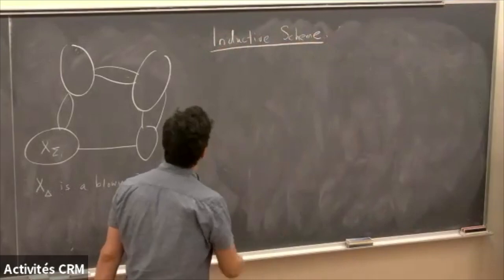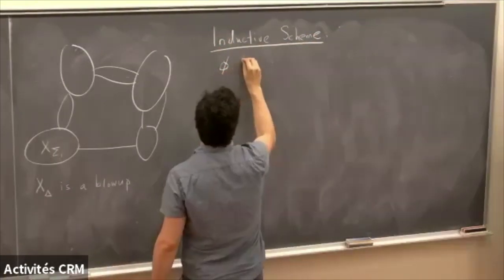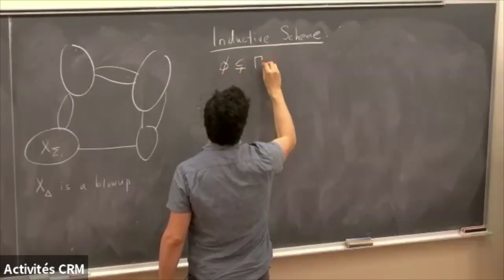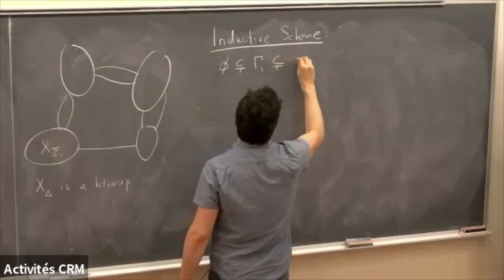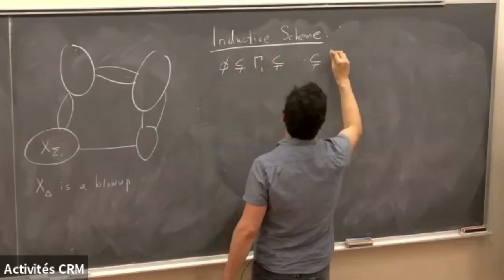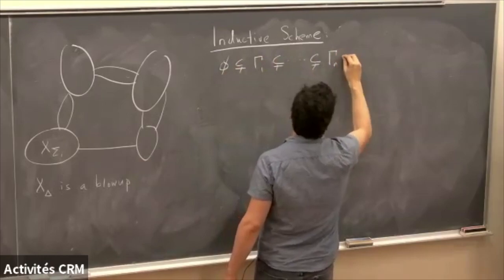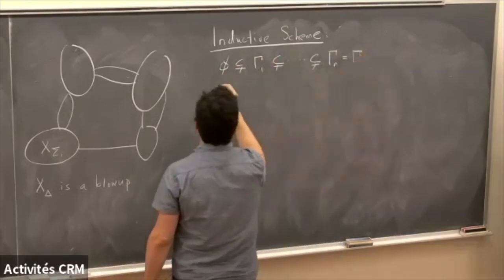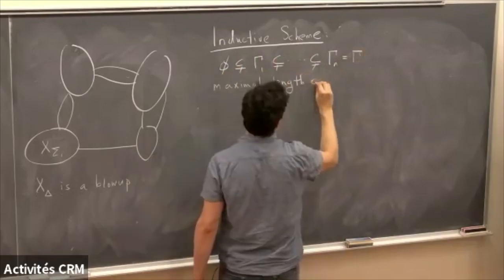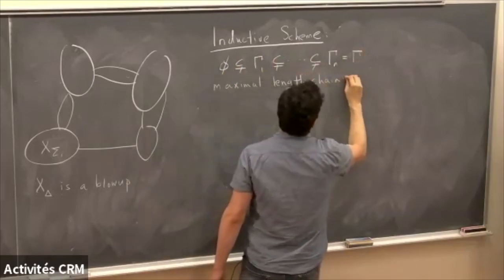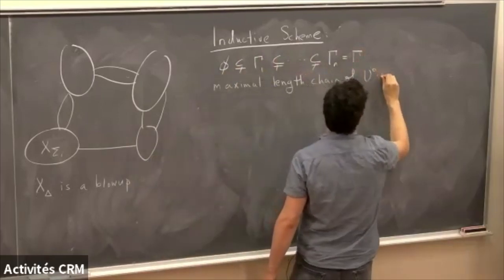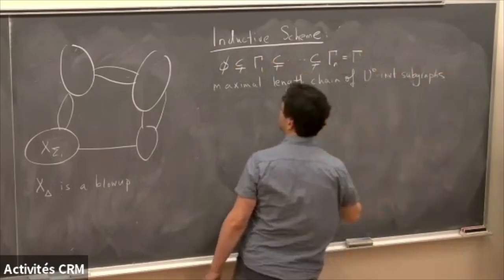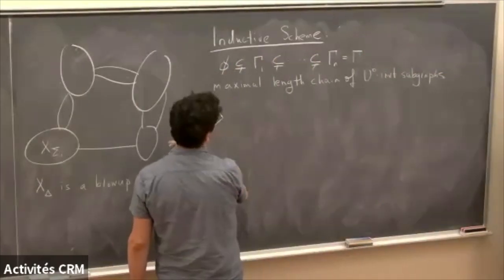So we're going to consider chains, maximal length chains of U0 invariant subgraphs. This is a maximal chain of U0 invariant subgraphs. And we'll induct on the length.